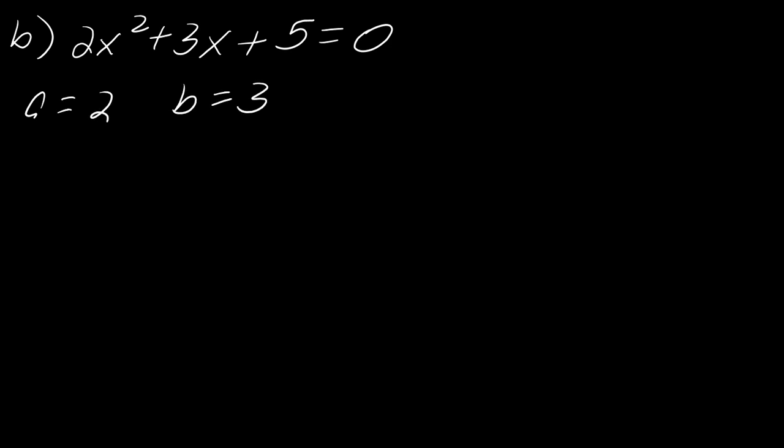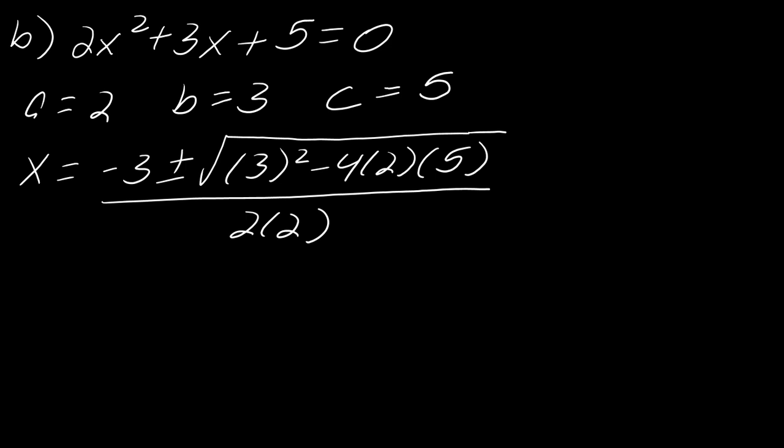Okay, so I've got my A, my B, and my C. So I'm just going to set these up in the quadratic formula. Okay, so when I plug this into the quadratic formula, I have -3 plus or minus the square root of 3 squared minus 4 times 2 times 5, over 2 times 2. So just double check if you're playing along at home that these are the things that you plugged in.